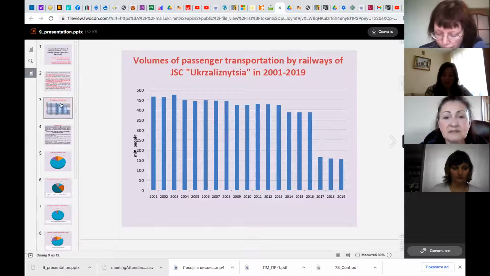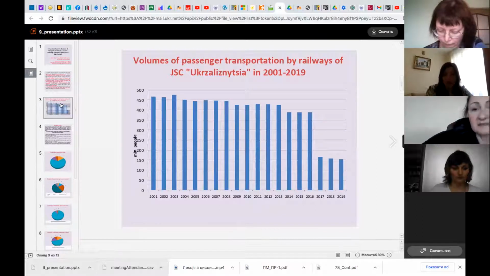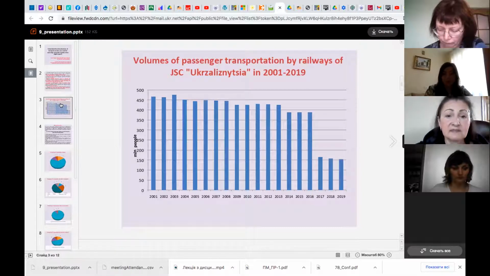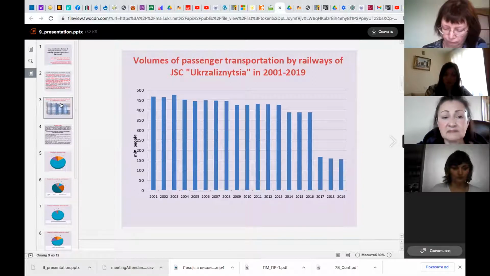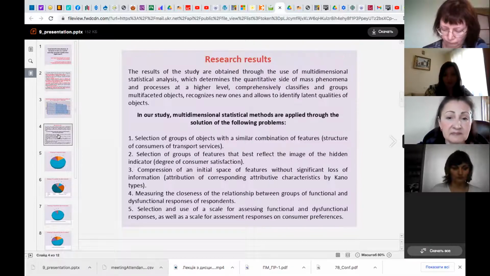And according to the State Statistics Service of Ukraine, the volume of passengers by rail in the period from 2001 up to 2019 fell. And this indicates the need to generate new ideas and implement modern practices to improve consumer services.